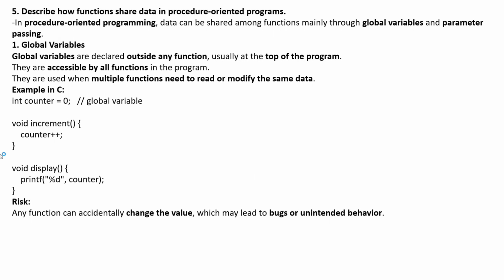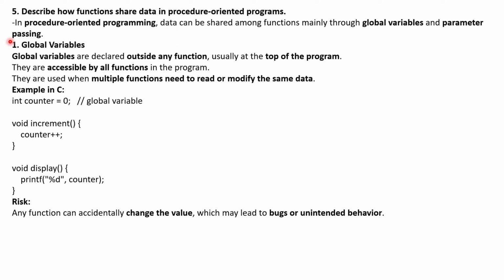In this video, I'm going to tell you about the next question, that is the fifth question, which is: describe how data are shared by functions in a procedure-oriented program. Firstly, in a procedure-oriented program, data can be shared among functions mainly through global variables and parameter passing.